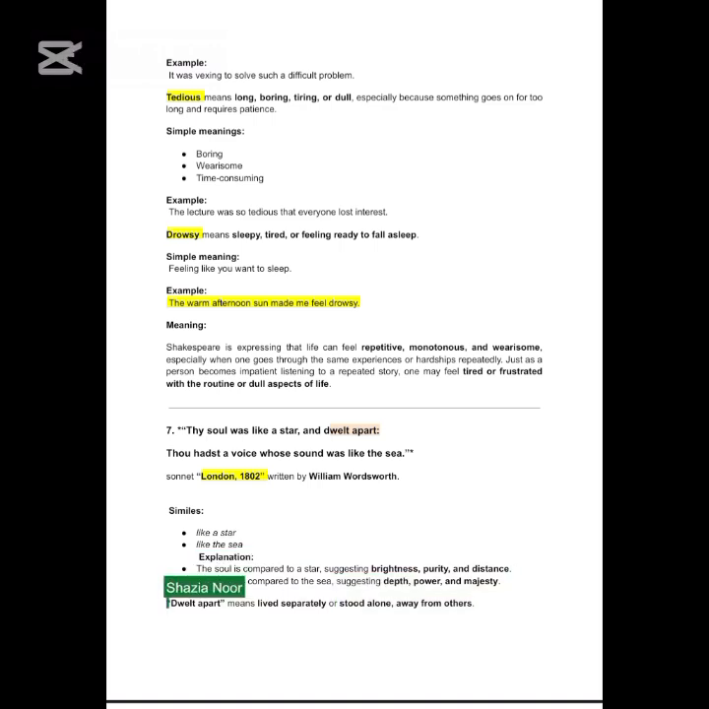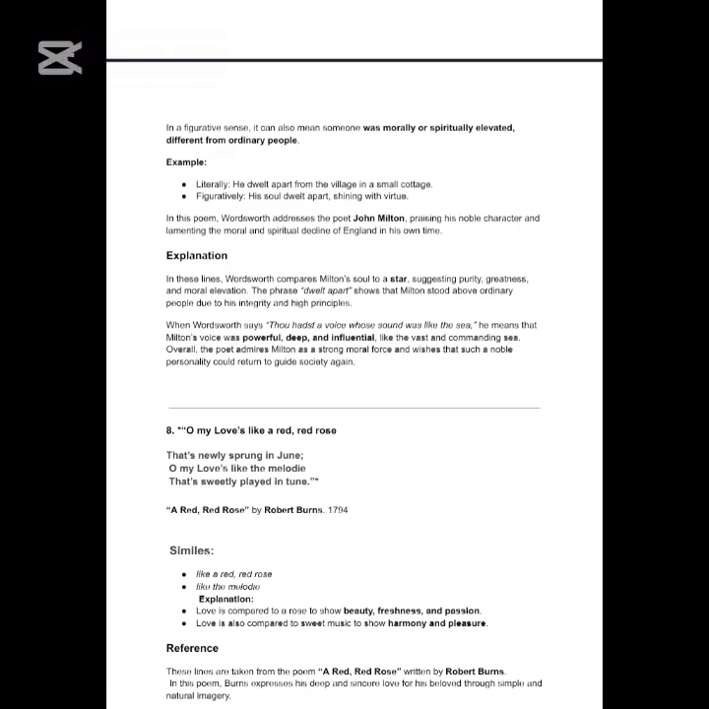In a figurative sense, it can also mean someone was morally or spiritually elevated and different from ordinary people. Literally, you can use this in a sentence like, he dwelt apart from the village in a small cottage, meaning he is living far away from other people. Figuratively, his soul dwelt apart, shining with virtue, means he is a man of virtue. In this poem, William Wordsworth addresses the poet John Milton, praising his noble character and lamenting the moral and spiritual decline of England in his own time.